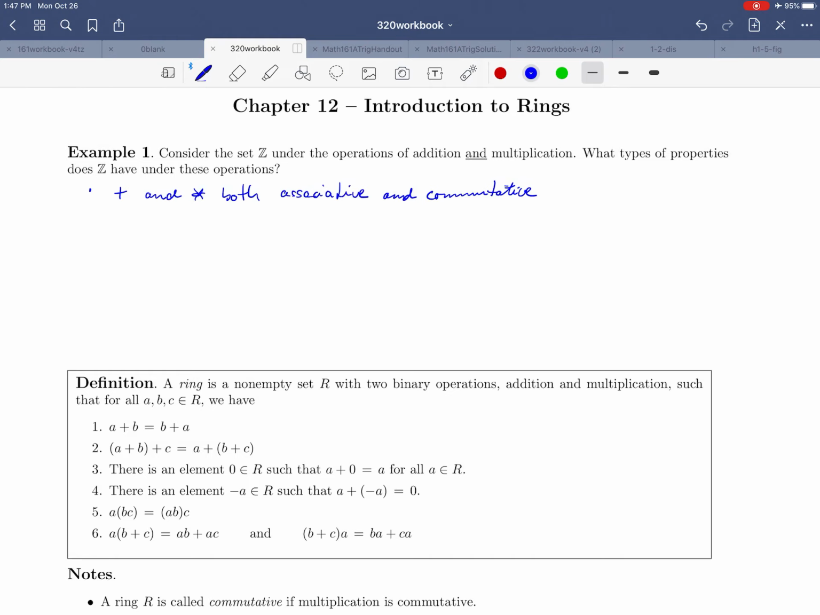What other properties do they have that we've already encountered? Well, the integers have an additive identity and also a multiplicative identity. Our additive identity is 0, and our multiplicative identity is 1. What else do we have? Do we have inverses? Well, we have inverses under addition. We don't necessarily have inverses under multiplication, but we do have additive inverses.